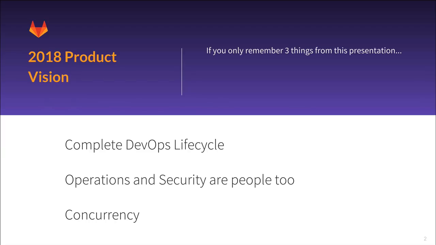So if you only remember three things from this presentation, know that 1, we're going after the complete DevOps lifecycle. And specifically 2, we want operations and security to use GitLab as a primary interface. And 3, a single application covering this entire scope brings emergent benefits, specifically that people can work concurrently on the same data with the same interface.